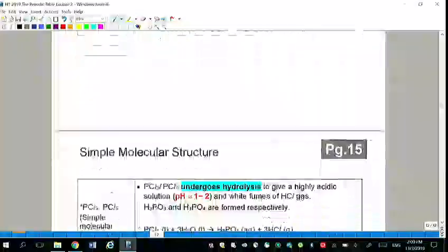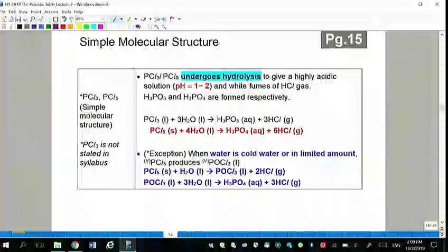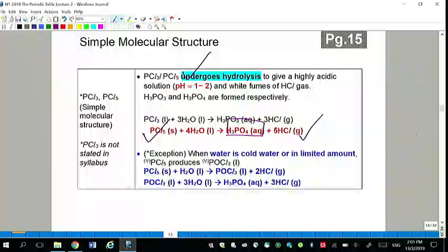Same thing, if let's say I have phosphorus, just take note that over here I'm more concerned with PCl5. PCl3 is not stated in the syllabus, but it's good for you to know what is happening, in case they give you a contextual question. So PCl5, I know that it is a simple molecular structure. Generally, for simple molecular structure chlorides, it will undergo hydrolysis. It is the exact same thing as your silicon chloride. It will form your phosphoric acid, H3PO4, in aqueous solution. It will also form your HCl. So that is why your solution is very acidic.